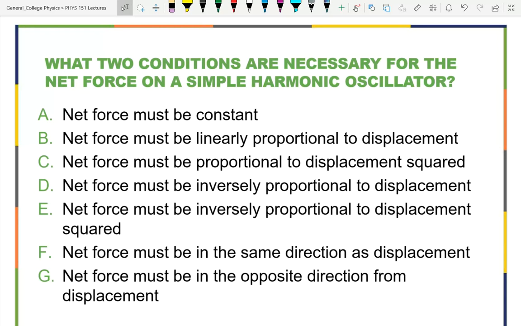What was the other one? Okay, I heard F. Net force must be in the same direction as displacement. It's the opposite of F, which is G. The net force must be in the opposite direction from displacement. It has to be a restoring force, something to bring it back to equilibrium.